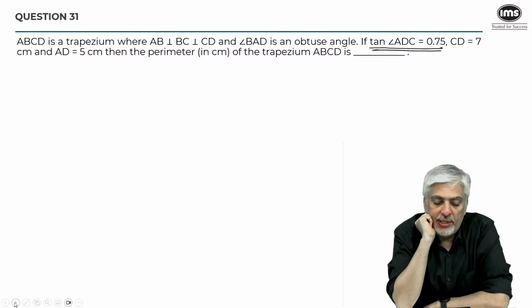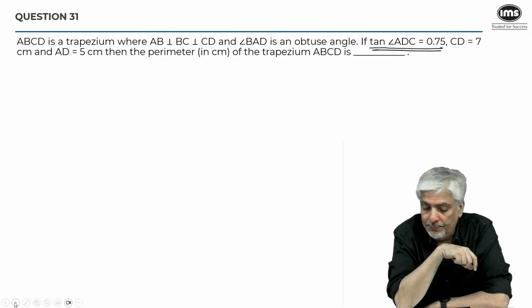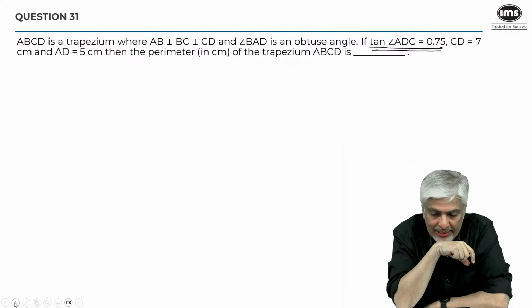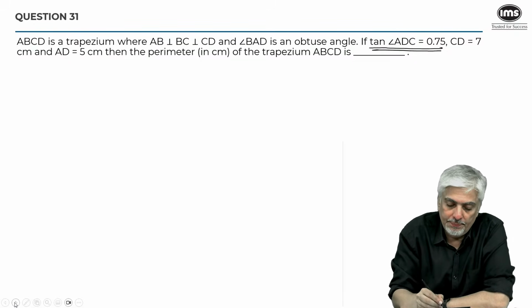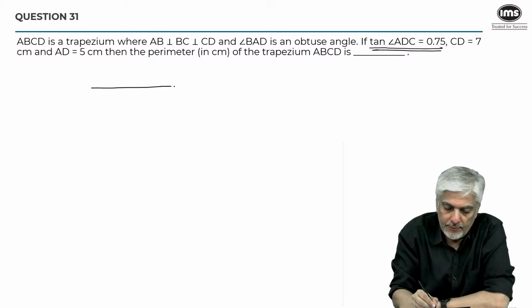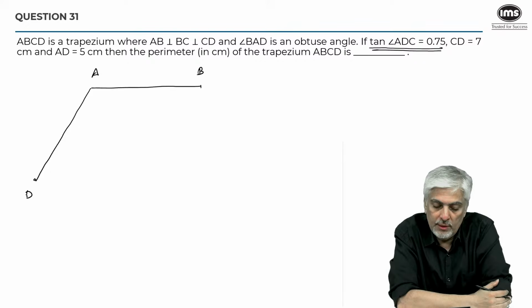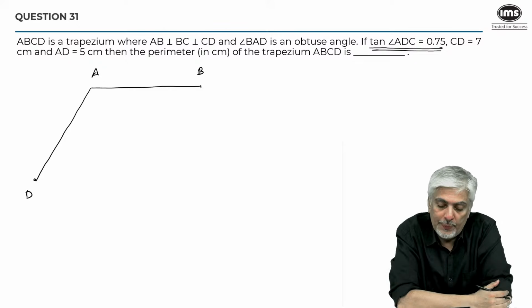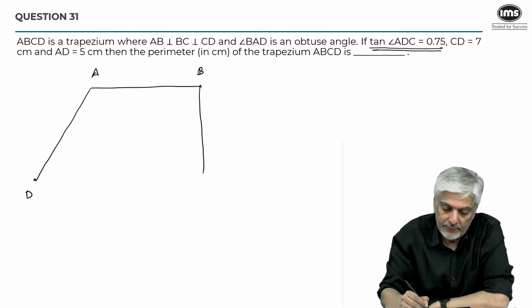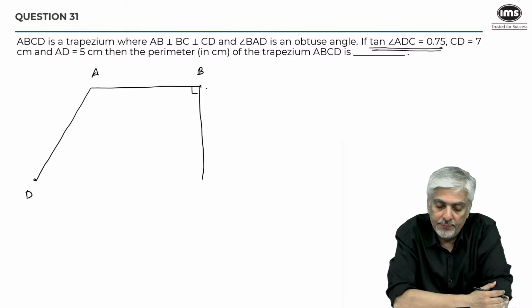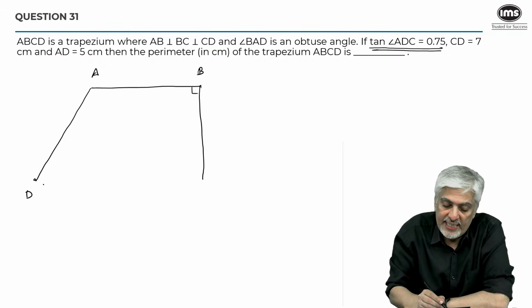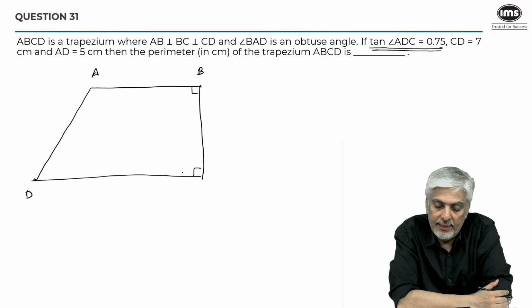Okay, let me start helping you with the diagram. ABCD is a trapezium where angle BAD is an obtuse angle. Cool. What else has been given? AB is perpendicular to BC, so this angle is 90. BC is perpendicular to CD. Great, so this angle is also 90. And BAD is an obtuse angle.